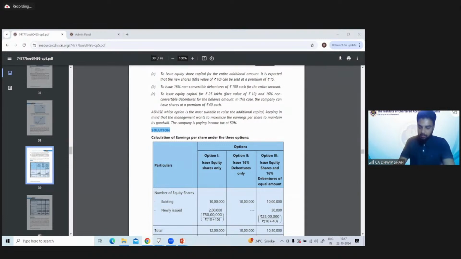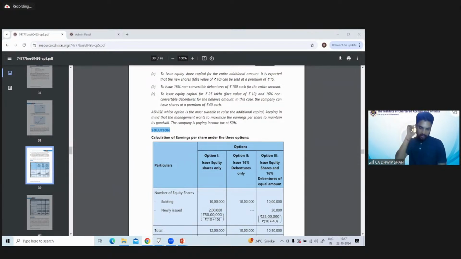Advise which option is most suitable to raise the additional capital, keeping in mind that management wants to maximize the earnings per share. We know that the objective of management is always to maximize the EPS, and we will select that plan which has the highest EPS. But apart from this question, I would also want us to calculate financial break-even point for each plan.